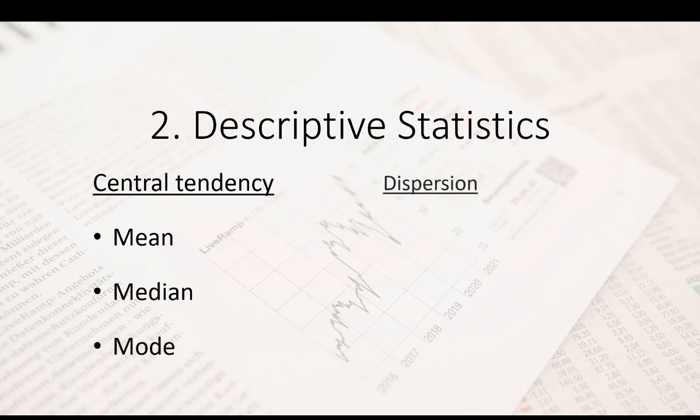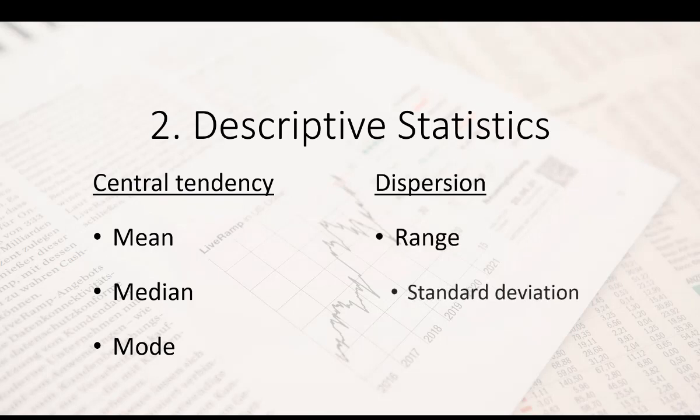There are also measures of dispersion, such as range, the difference between the highest and lowest value in the data; standard deviation, a measure of how spread out the data is around the mean.